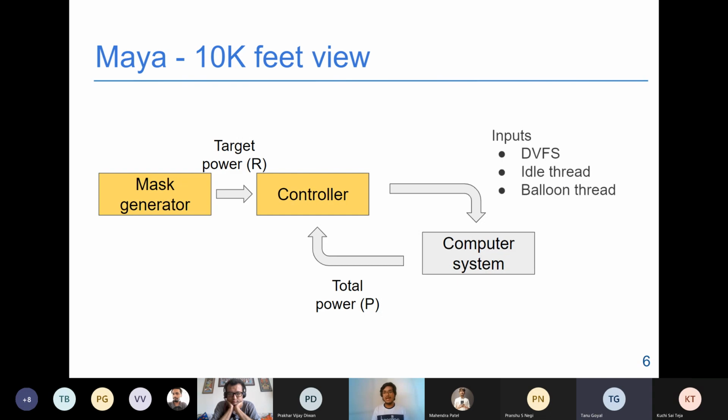To do so, the controller has several inputs. The three that I've listed are: first, the DVFS, or the voltage and frequency level at which the computer system is operating. The second is the idle thread execution. The controller can execute an idle thread on the computer system so that the power consumed reduces. Finally, the controller can also execute a balloon thread on the computer system, and this will ramp up the power consumed. Summarizing, we have a mask generator generating the target power, and a controller using these inputs to modify the total power P that is being emitted by the computer system.